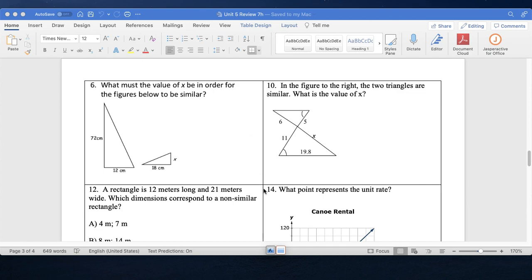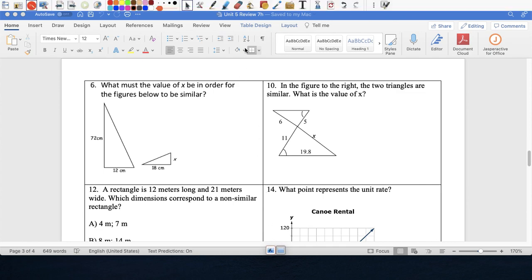What must x be in order for the figures to be similar? If their shapes are similar, then corresponding sides are proportional. So let's figure out who is who. 72 is going to match up with 18, and x matches up with 12. You've got to figure that out.